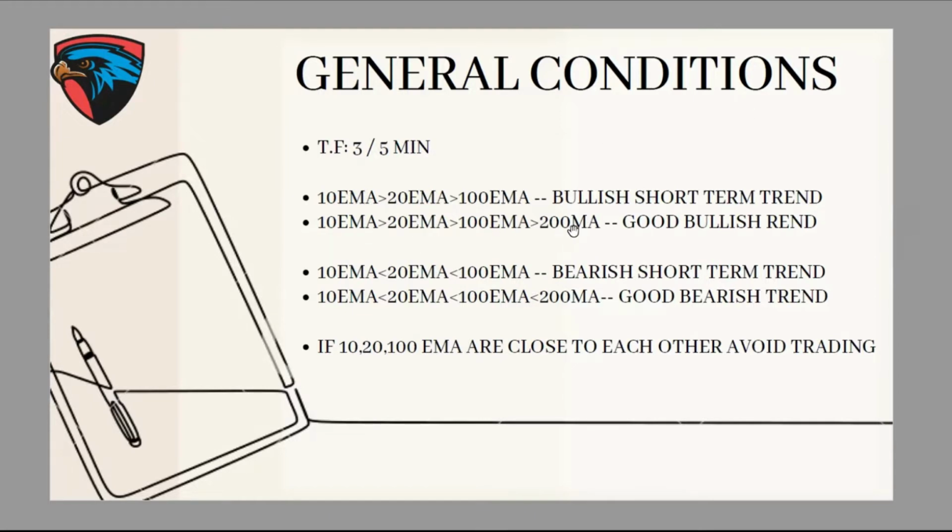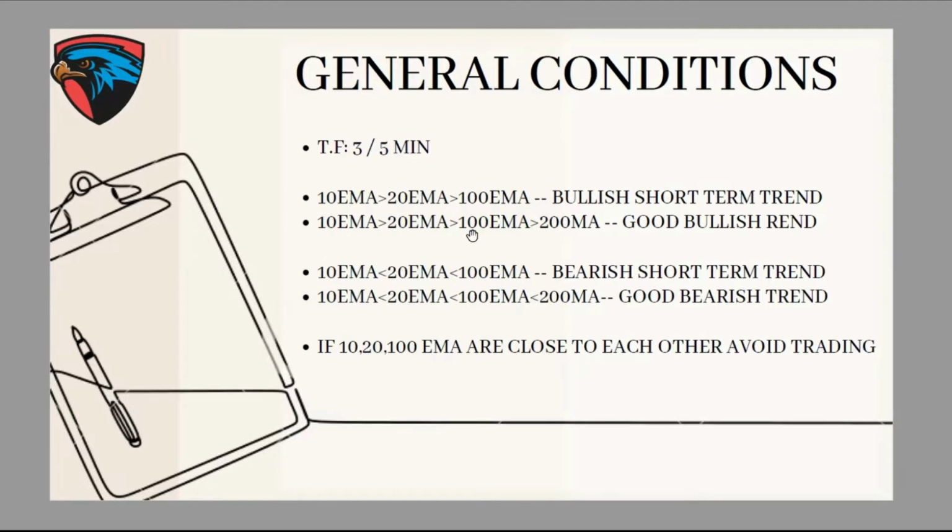And then the second condition, like all these smaller moving averages: 10 exponential is greater than 20, 20 is greater than 100, and 100 is greater than 200, so this shows a very good bullish trend. In the first case we are not considering the 200 moving average. Maybe in this case the 200 moving average is above these 3 averages, so that's why we are considering it a bullish short-term trend. But here the 200 moving average is below all these exponential averages, so that's why it is a good bullish trend.